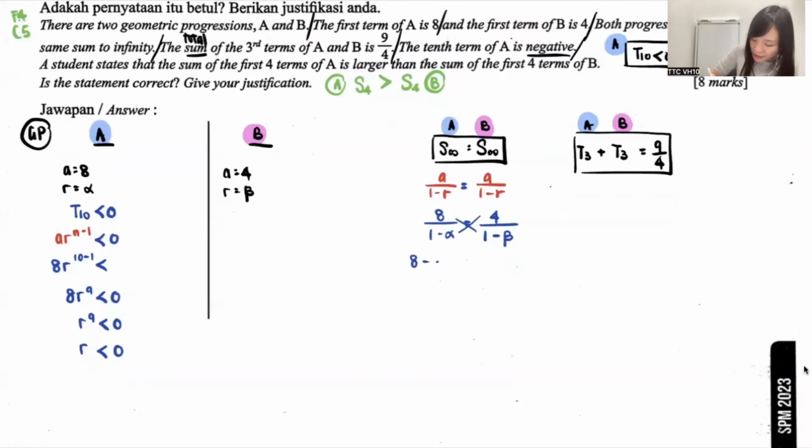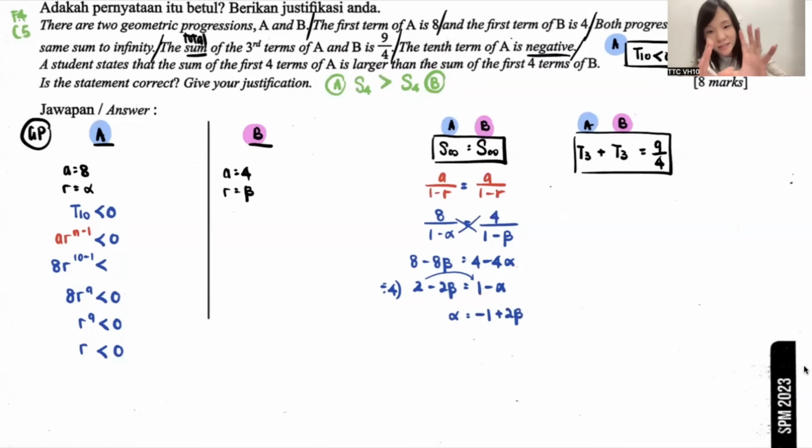Isn't it 8 minus 8 beta equals 4 minus 4 alpha? Everything I divide by 4, yeah? So I divide by 4, 2 minus 2 beta equals 1 minus alpha. Negative alpha, move it over, positive alpha; plus, move it over, minus. Negative 1 plus 2 beta. Okay, at least I get equation 1 out. Let's try to get equation 2.